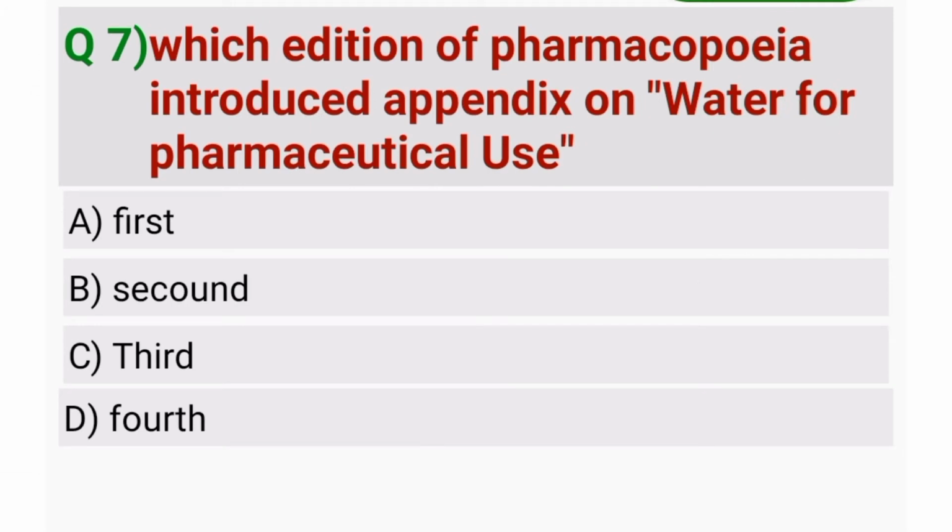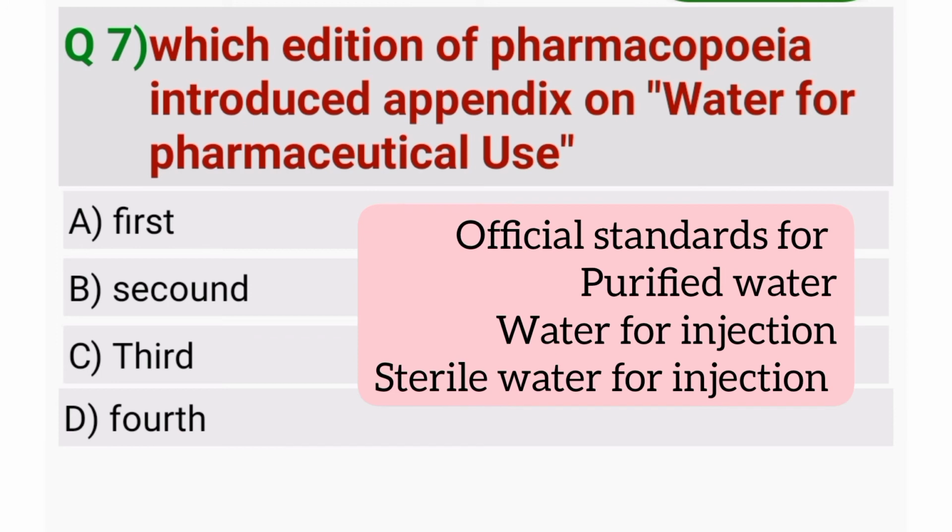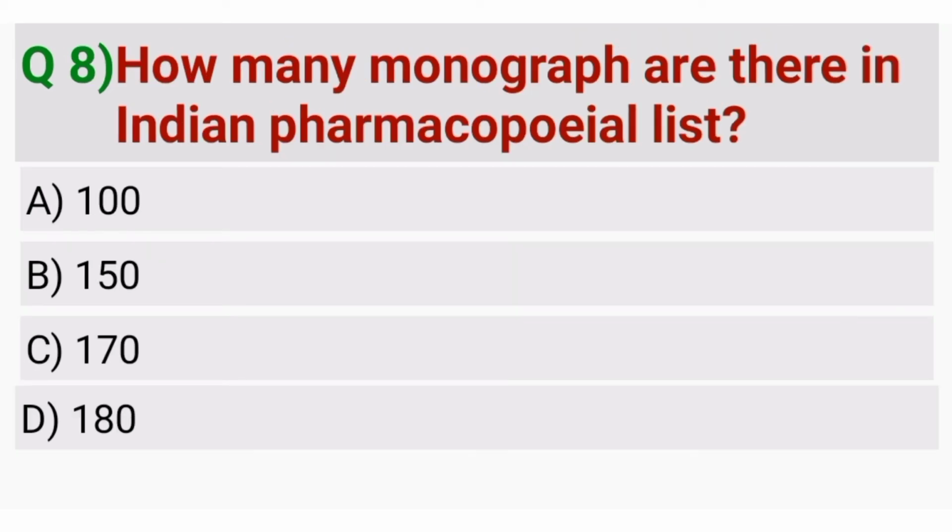Question number 7. Which edition of Pharmacopoeia introduced appendix on water for pharmaceutical use? Here the options are first, second, third and fourth edition. Here the answer is option C, third edition. It clearly indicates the different official standards in respect of purified water, water for injection and sterile water for injection. Question number 8. How many monographs are there in Indian Pharmacopoeia list? Options are 100, 150, 170 and 180. Here the answer is 180.